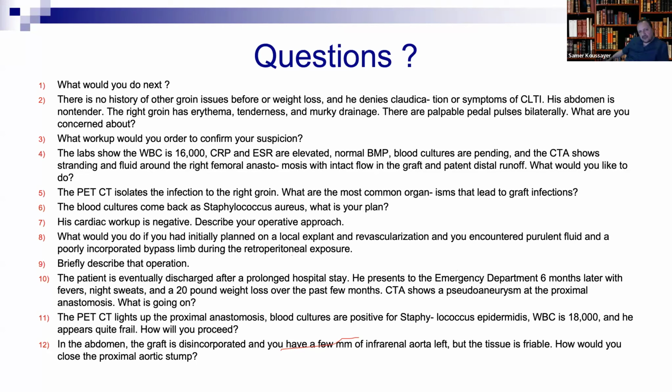First of all, you have to know that sartorius is good for fem-pop, not for aorto-bifem. You know that? Why? Because the sartorius muscle cannot go up, it can only go down. So usually the anastomosis has to be low and going down, then you do sartorius. When you have an infected aorto-bifem, then you use the rectus abdominis muscle. You talk to plastic surgery, they get you the muscle and do a rotation flap and put it there. But sartorius will not work for aorto-bifem, it works for fem-pop.